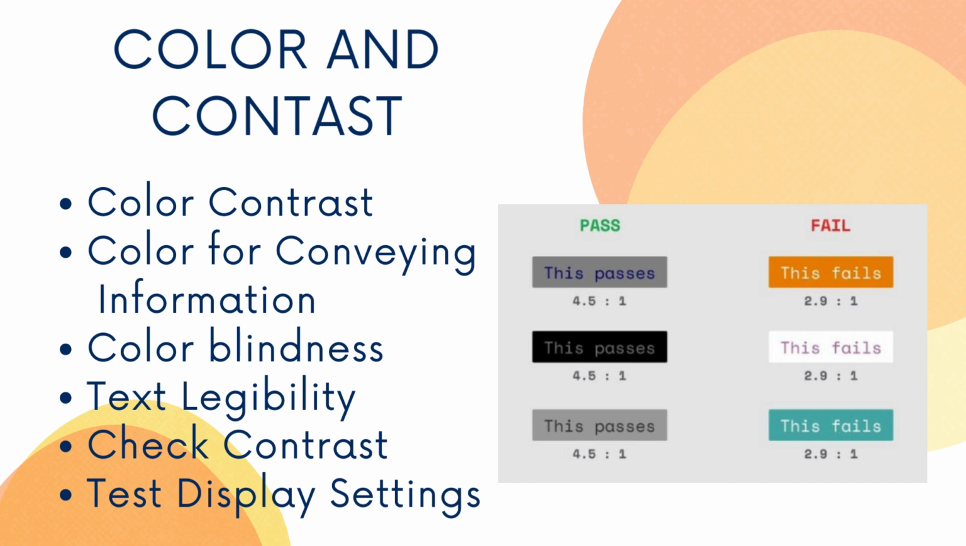Avoid relying solely on color to convey important information within images. Include additional visual cues, labels, or text descriptions to ensure the information is accessible to everyone. Take into account different types of color blindness when designing images. Certain color combinations may be difficult for individuals with color vision deficiencies to distinguish. If text is overlaid on an image, make sure it is readable and stands out from the background. When creating or editing images, use design tools that provide color contrast checking capabilities.